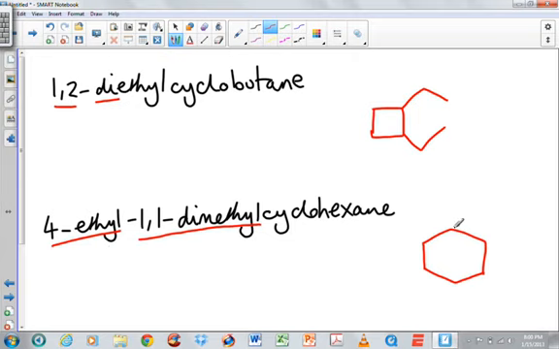So I'm just going to call this carbon 1 up at the top here. Let's say that's carbon 1. And I'm going to put my 2 methyl groups on there. And I'm going to count round to carbon 4. 1, 2, 3, 4. I don't care whether you count clockwise or counterclockwise. In this case it doesn't matter. You have the ethyl group coming off carbon 4. 4-ethyl-1,1-dimethylcyclohexane. Remember, the ethyl comes first alphabetically.